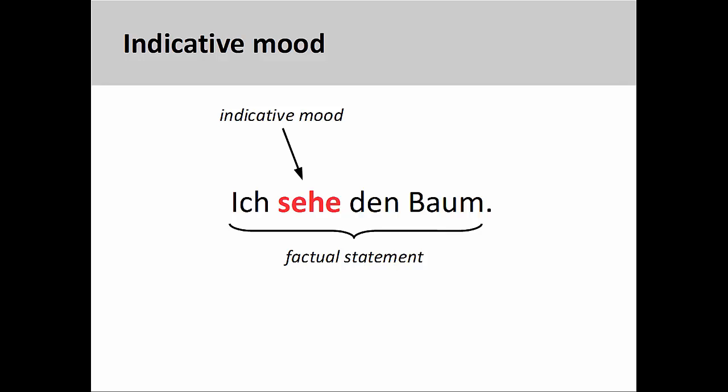Verbal moods express a speaker's attitude towards what is being said or expressed in a sentence. The indicative mood is used to make factual statements, ask questions, or express opinions as if they were facts. The use of the indicative mood here expresses the fact that, indeed, I am seeing a tree. Every verb we have examined up to this point has been in the indicative mood.